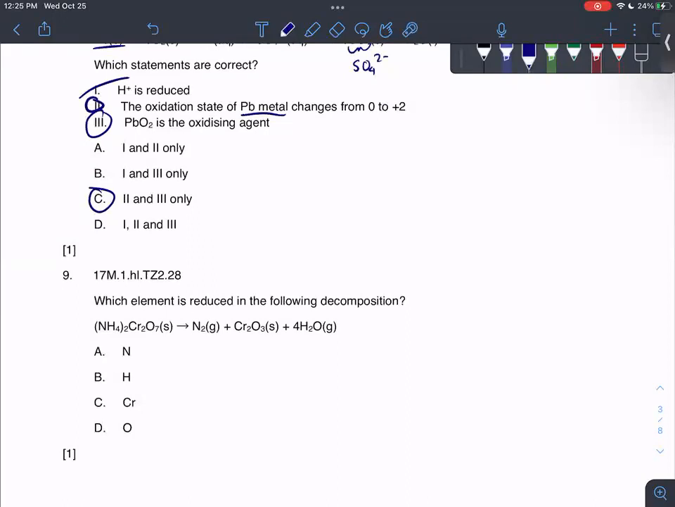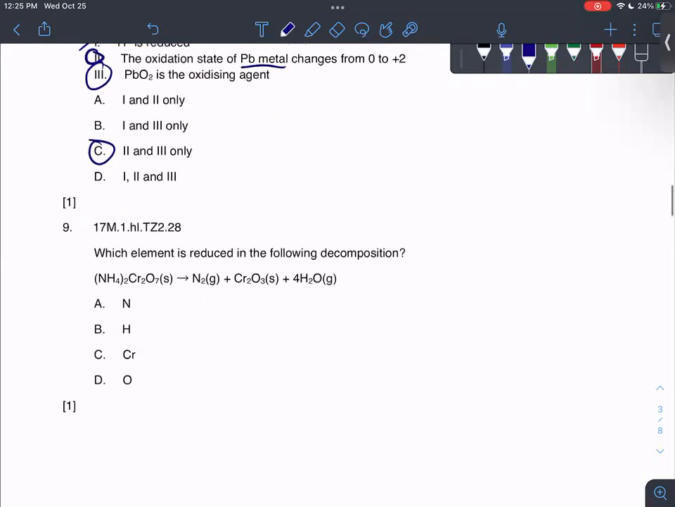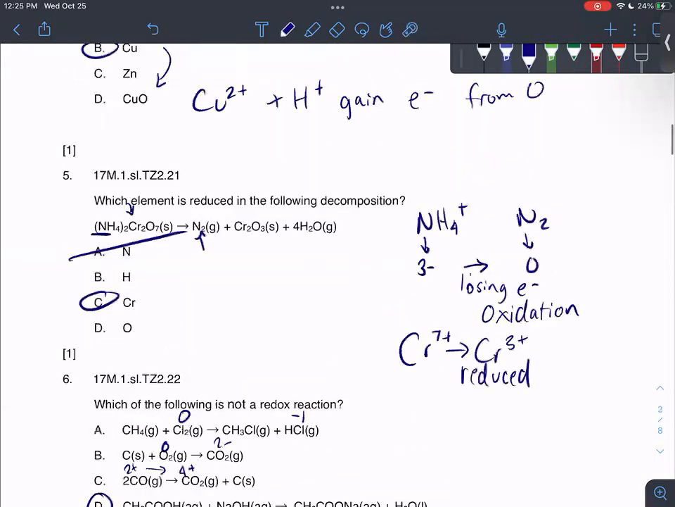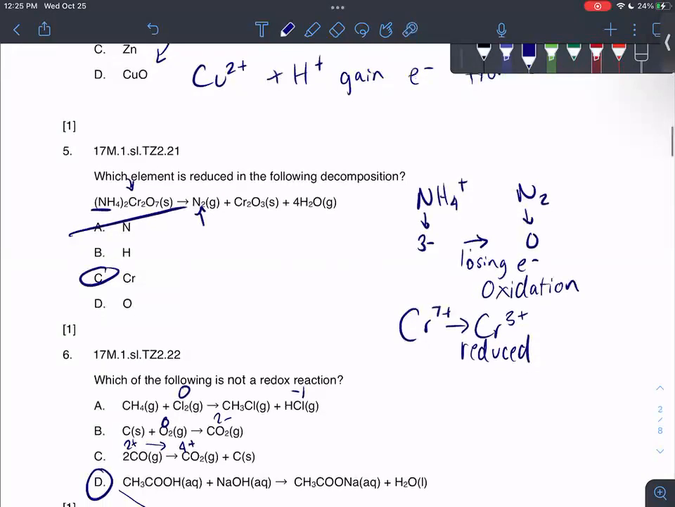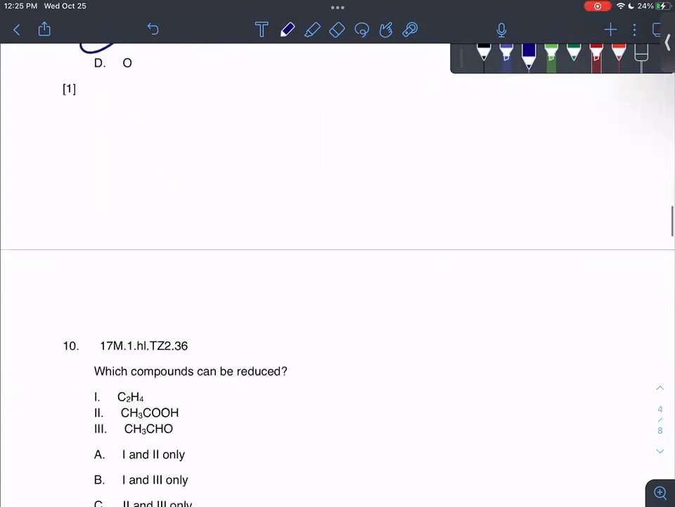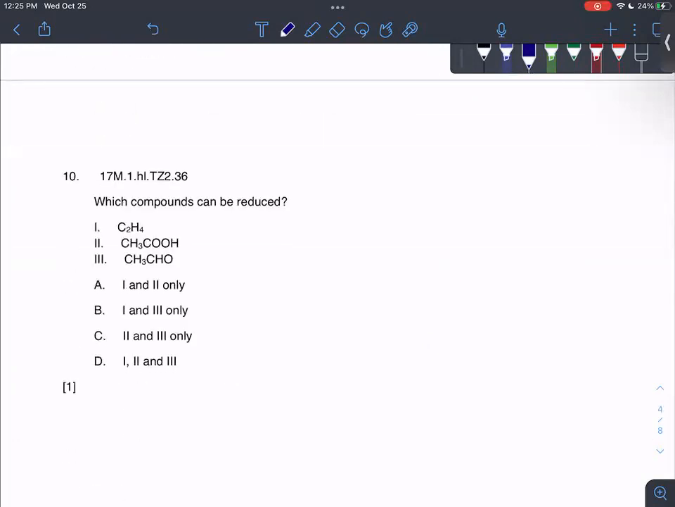Which element is reduced in the following decomposition? All right, so for this one, once again, we have to go through and figure out what is actually happening. But we did kind of already look at this one before. Nitrogen's going from 3- to 0. To me, that looks like an oxidation. Cr is going from 7+ to 3+. Oh, look at that. That's reduction. Cr. That's exactly what we said earlier. Oh, actually, I had the same problem twice. Hopefully you got them both right. Did not even realize. Freebie points. Moving on to number 10.